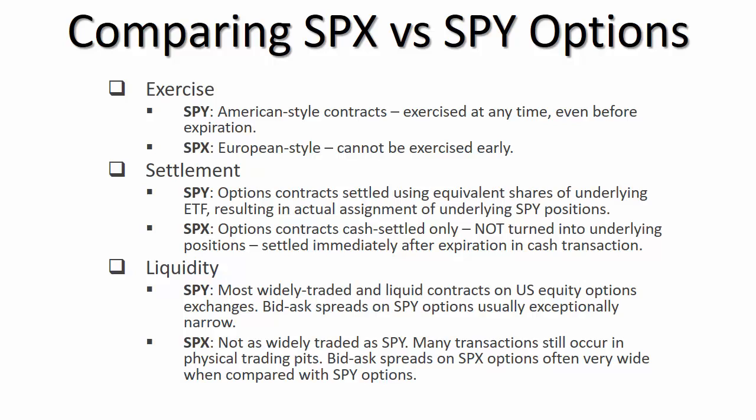Liquidity. SPY options are by far the most widely traded and most liquid contracts traded on the U.S. equity options exchanges. Among other implications of this, the bid-ask spreads on SPY options are usually exceptionally narrow. While SPX options are also widely traded, they're not traded nearly as heavily as SPY. Also, a great deal of SPX options transactions still occur in the physical trading pits. As one result of these conditions, bid-ask spreads on SPX options can often be disproportionately wide when compared with SPY options.